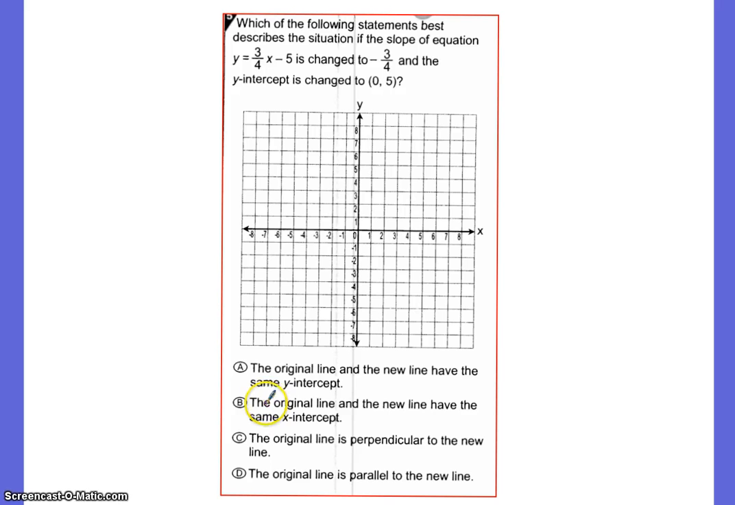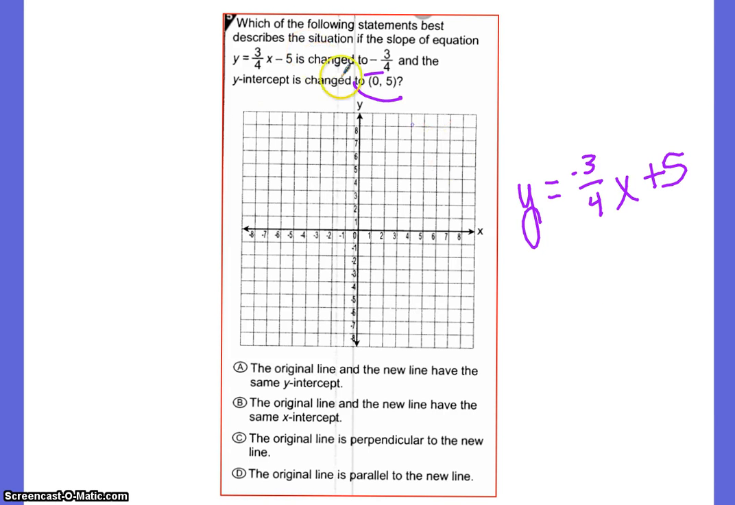Number 5, which of the following statements best describes the situation if the slope of equation y equals 3/4 x minus 5 is changed to negative 3/4 and the y-intercept is changed to 0, 5? I would make the changes first. My new equation is y is equal to negative 3/4 x, and instead of minus 5, my y-intercept is a positive 5, so plus 5.